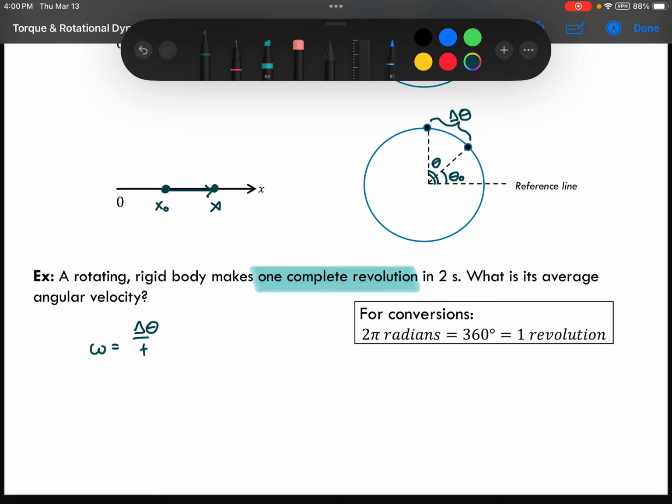And so here's our nice little conversion chart over here. So just remember, if we go one full orbit around a circle, that is 1 revolution. That is also 2 pi radians, or 360 degrees. So you just have to keep in mind that these are all equivalent to each other.